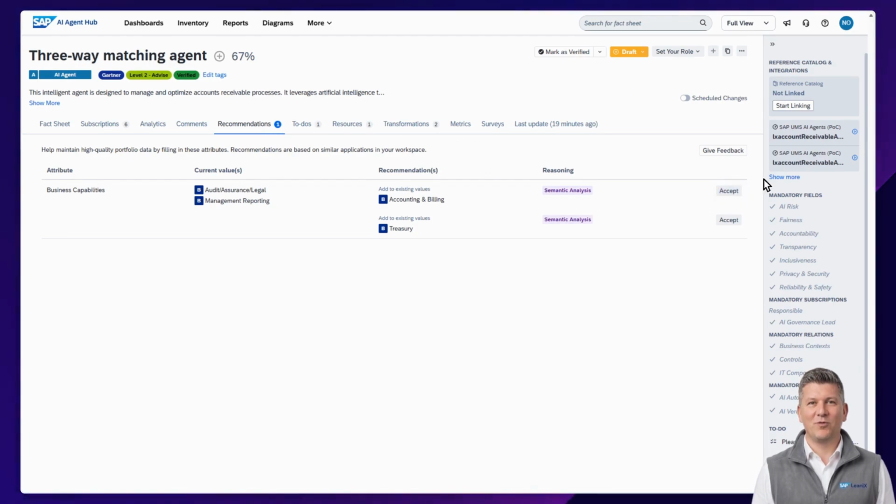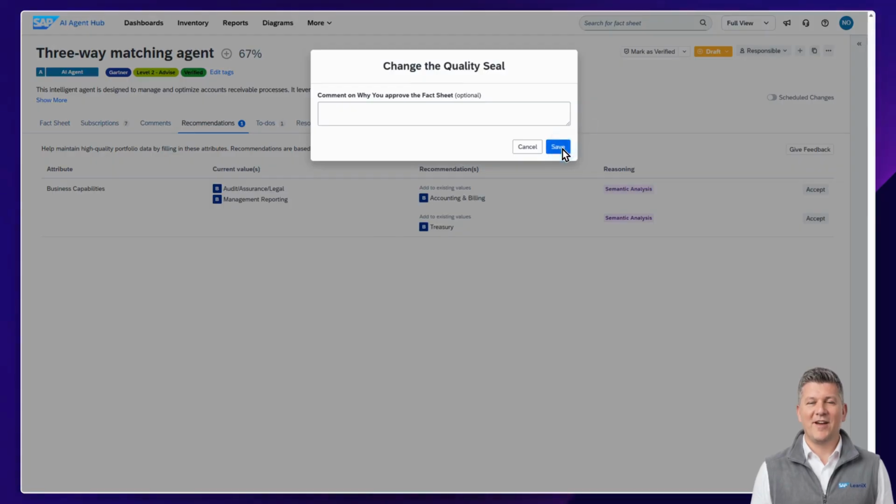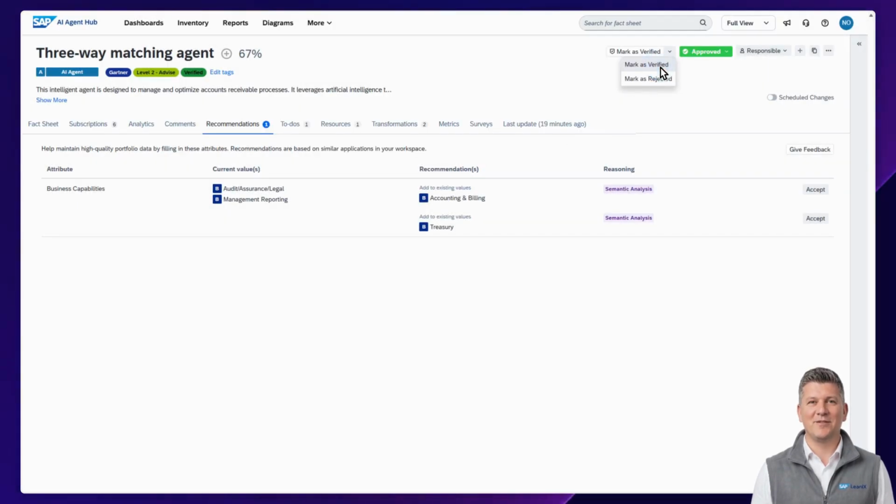These recommendations help strengthen overall portfolio data management. Gene confirms that all necessary information has been populated and updates the quality seal approved, verifying the integrity and quality of the data provided.